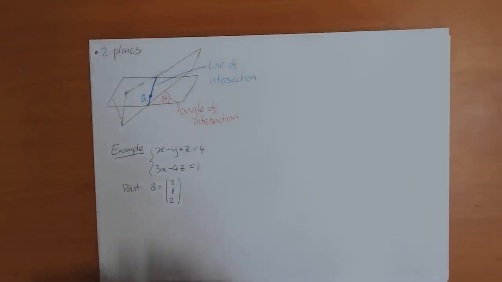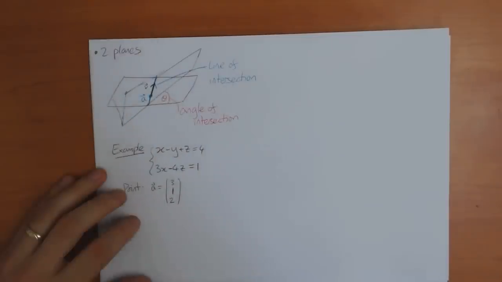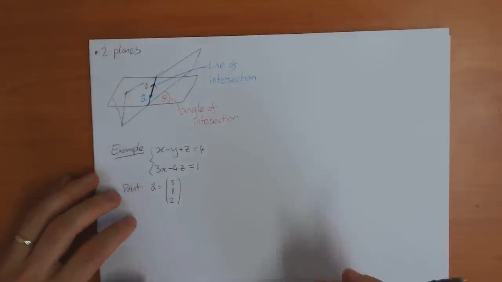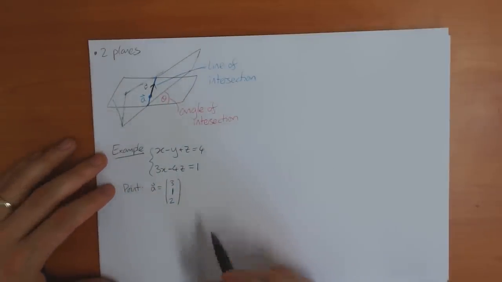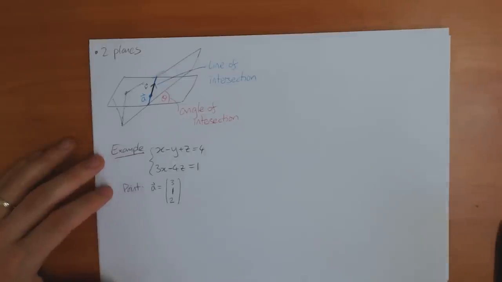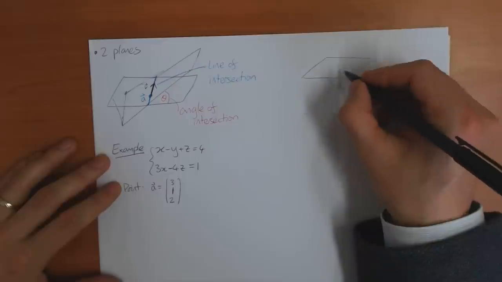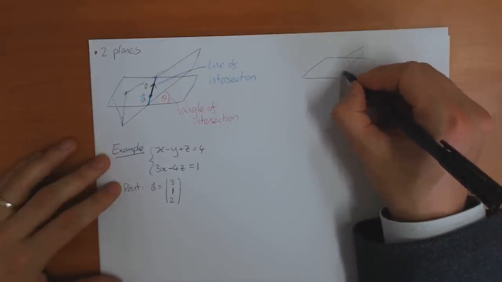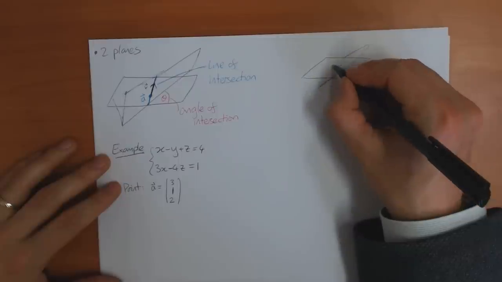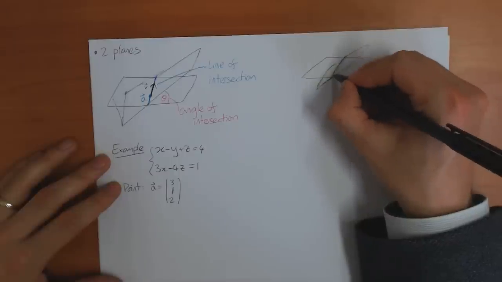Next you need to find the vector along the line, v, like this. An easy way of finding the vector along the line is to use the vector product of both normals to the plane. So maybe I'll have to draw this again. If I've got the two planes here, this one and this one here, there's the line of intersection.